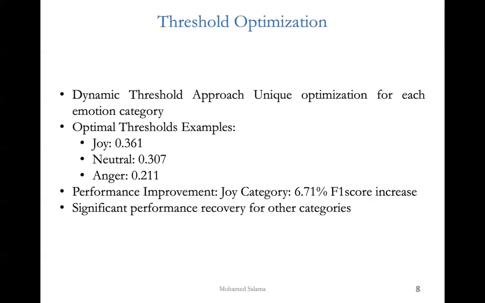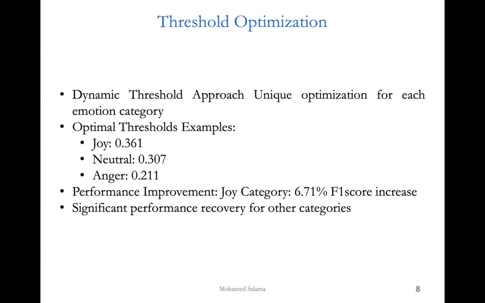Moving onward to threshold optimization. So I tried to develop a dynamic threshold optimization strategy that transformed emotion classification by implementing a unique optimization method for each emotion category. The optimal threshold varied significantly.